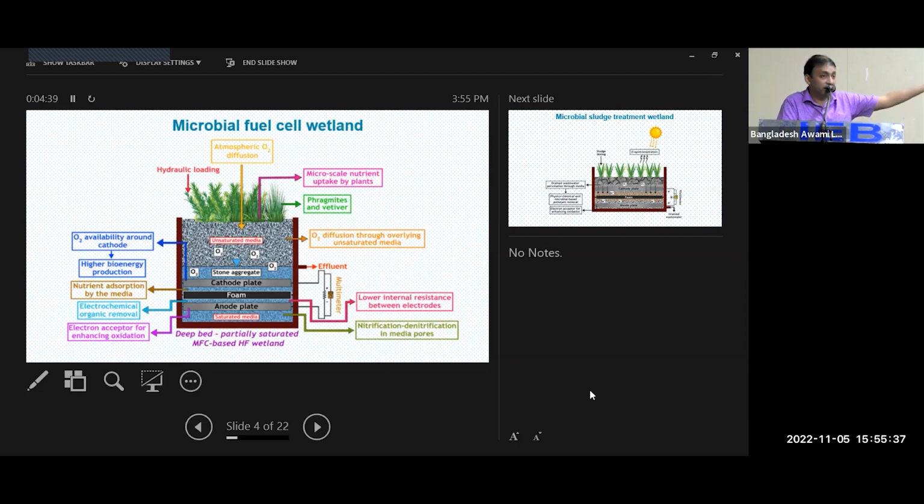In the bottom portion, that means the anaerobic portion, the organic matter will be degraded by the electrogenic anaerobic bacteria and they will produce electrons. The anode will capture those electrons, pass them through the resistor, and the cathode will capture them. And in the presence of oxygen, the circuit reaction will be completed and we will get electricity. So this is the microbial fuel cell wetland. It was introduced only 10 years ago. Now it's a hot topic.